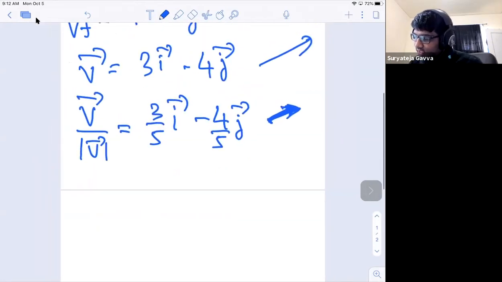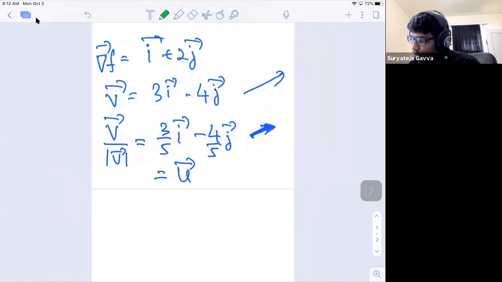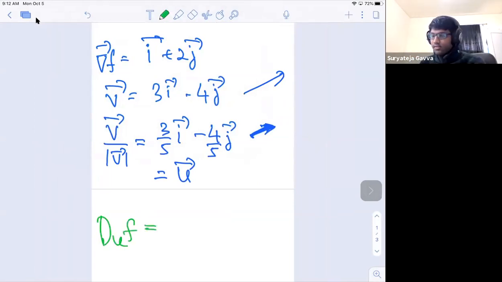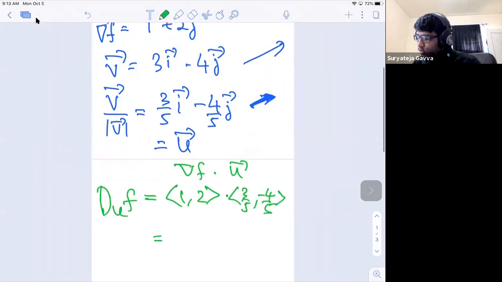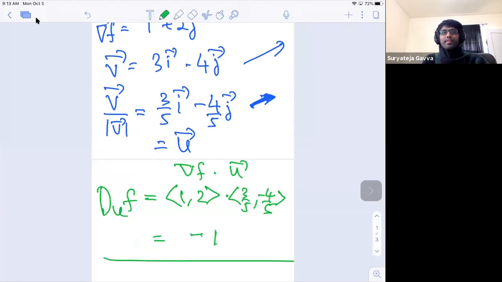Now let's say this vector is u. Can you tell me what the derivative along u of f is? It's 1 comma 2, the gradient of f, dot u. So u is nothing but 3 over 5, minus 4 over 5. So what is the answer now? You just have to divide by 5. So it will be minus 1. Okay, is that clear?